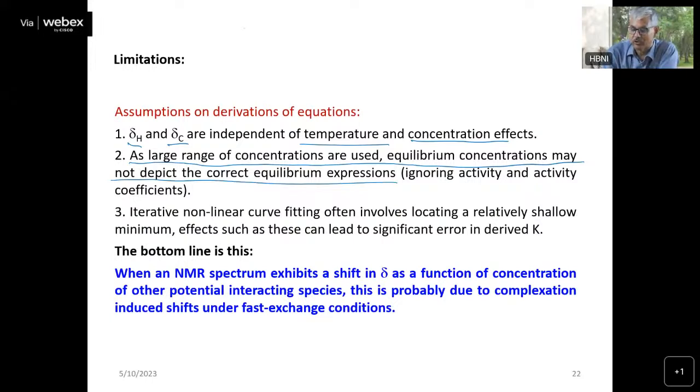And then you see, as a large range of concentrations is used, equilibrium concentrations may not depict the correct equilibrium expression because we are using the concentration term. Okay, so if you use a large concentration, then you have to use activity and activity coefficients. So those are the things that will come into the picture when you go for higher concentration, and that happens when your equilibrium constant value is low.